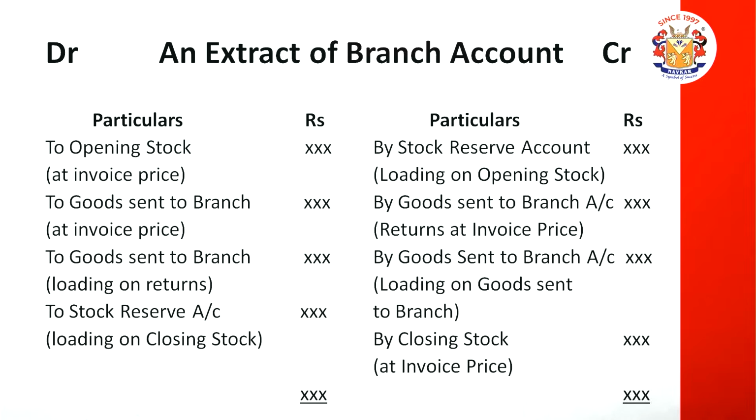Closing branch stock would be credited to branch account at invoice price, but loading on closing stock will be recorded on the debit side of branch account. Sir, what will be the journal entry regarding loading on closing stock? Very simple. Branch account debit to stock reserve account.